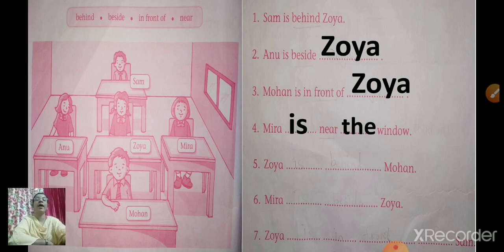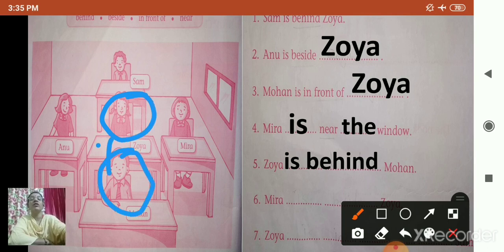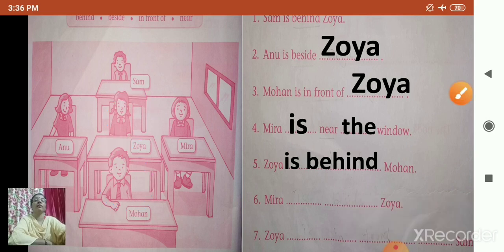Next one, number 5. Zoya, Mohan. Now we have to write the position of Zoya. So where is Zoya? You can see Zoya. She is sitting behind Mohan. This one is Mohan and Zoya is sitting behind him. So Zoya is behind Mohan.